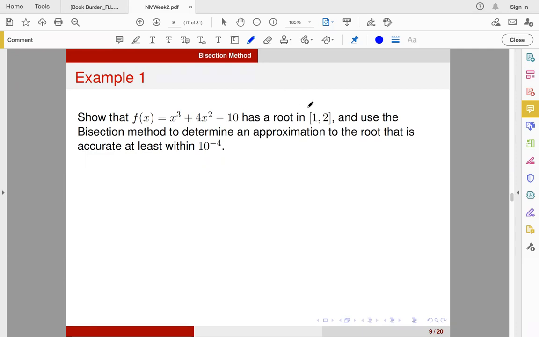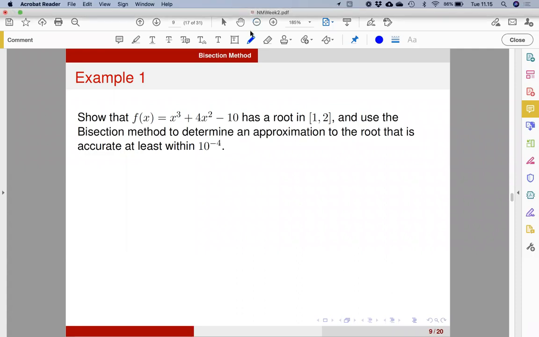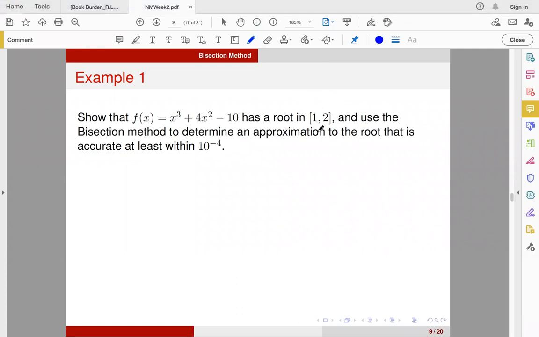And the problem is limited to this interval. Can you show this? Okay, what should you do? First, we need to guarantee that this function is continuous. This function is continuous because it is a polynomial function. All polynomial functions are continuous, so there is no problem with this.